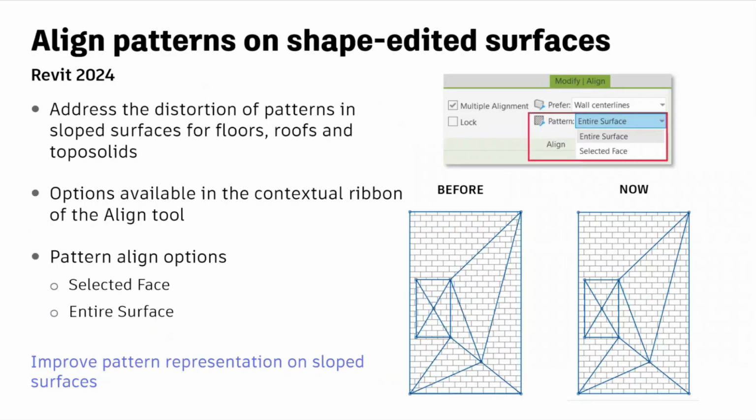And another nice one is aligning patterns on a shape edited surfaces. So you can use the align tool to align the surface patterns on the shape edit elements, especially if you want to lay out certain particular key components. This will use the controls on the contextual tab to specify whether the alignment applies across the entire surface or only applies to the face where that pattern line is selected. So you just have to note that if the shape edit element displays non-flat surfaces, the pattern will appear a little bit distorted.